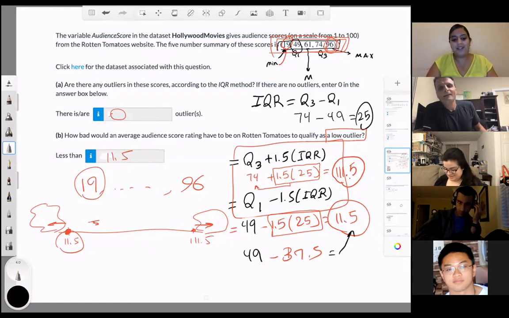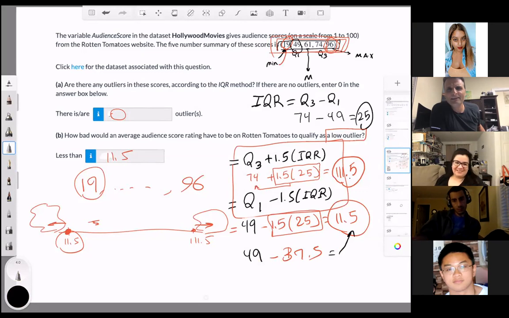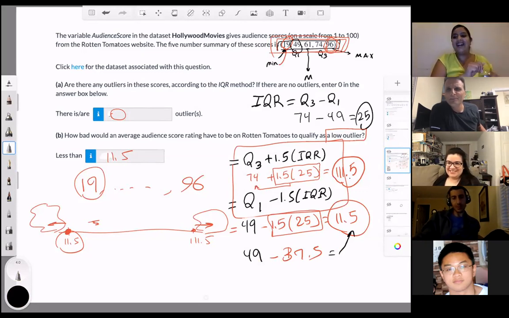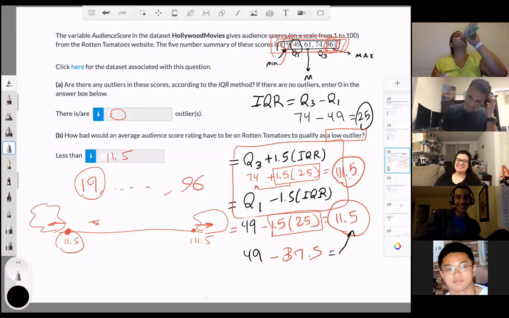I was so lost. I was like, what's wrong with my calculator? This expensive calculator is not working. For some reason, that was Musa's fault. Yeah, it was my fault. Blame it on me.